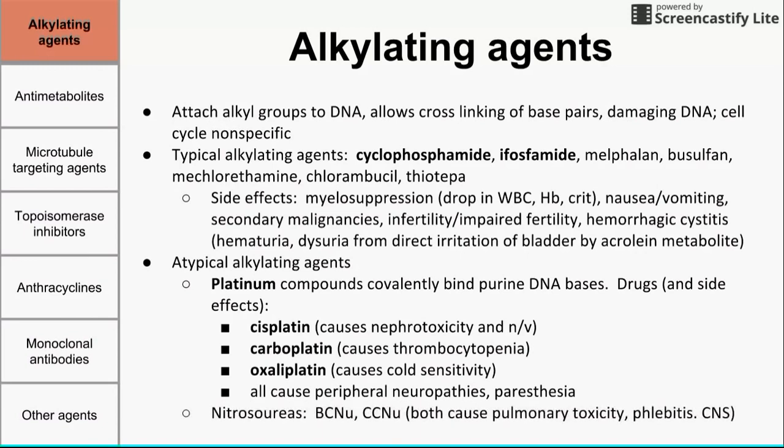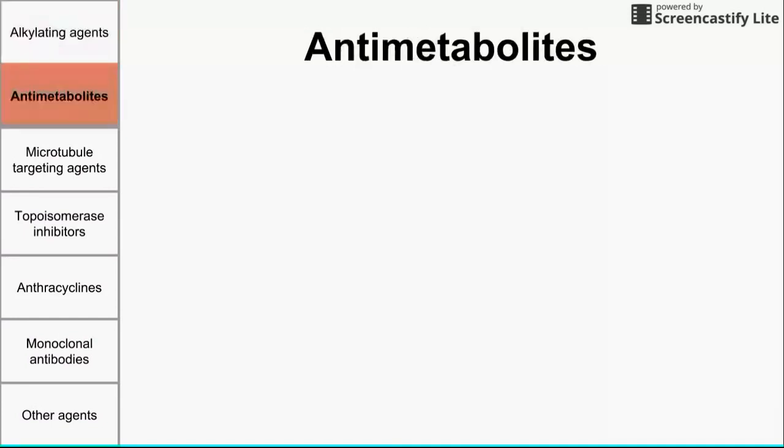Next group of atypical alkylating agents are the nitrosoureas. Now, these are two acronyms, BCNU, CCNU. The actual names for these drugs have mus in them, M-U-S, like carmustine. It's because they are related to mustard gas that was used during one of the world wars. So it's easy to remember that these, which are related to mustard gas, if you look up the full names of them, cause pulmonary toxicity. And it's also worth mentioning that they also cause phlebitis and central nervous system problems. So these are the alkylating agents.